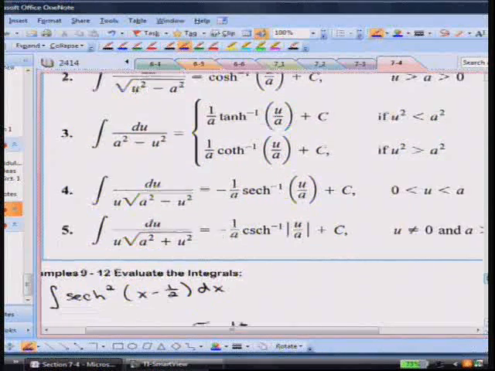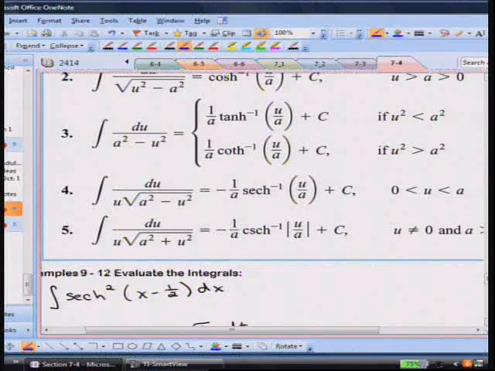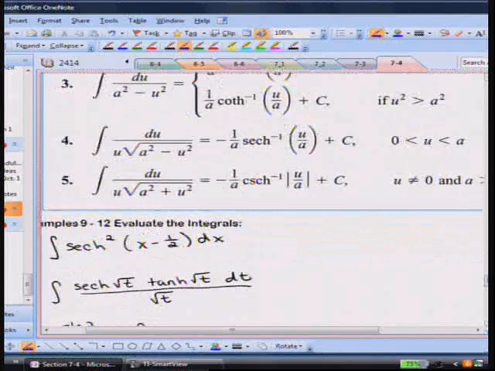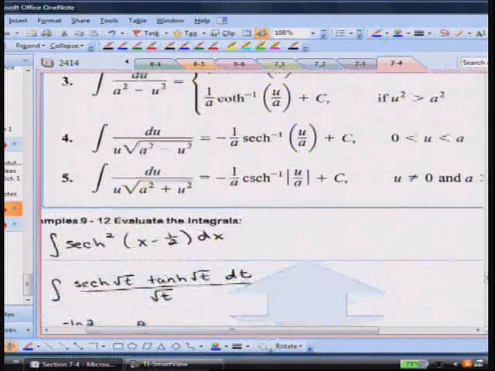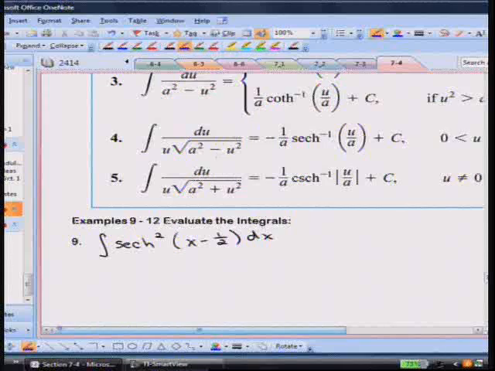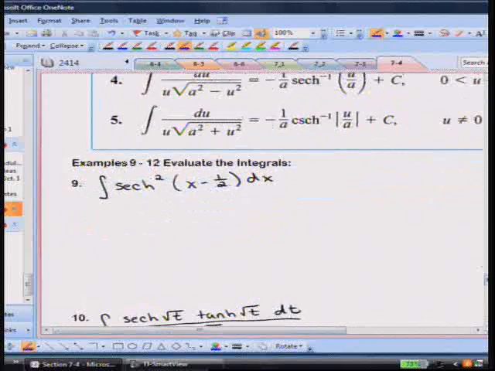Okay, so now we get to do, yay, some integrals, because I know that it's been a little while since we've done an integral, so it's exciting that we're going to do one. All right. So this is number 9.